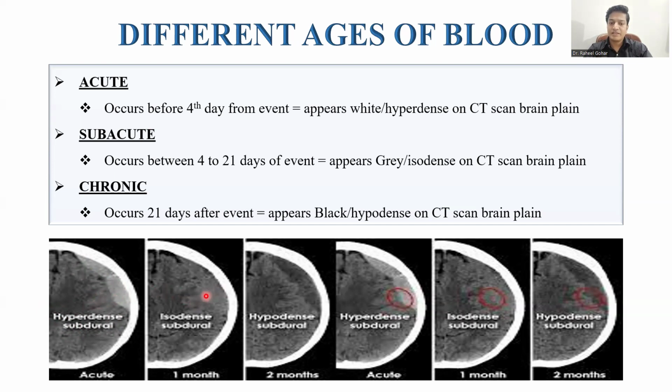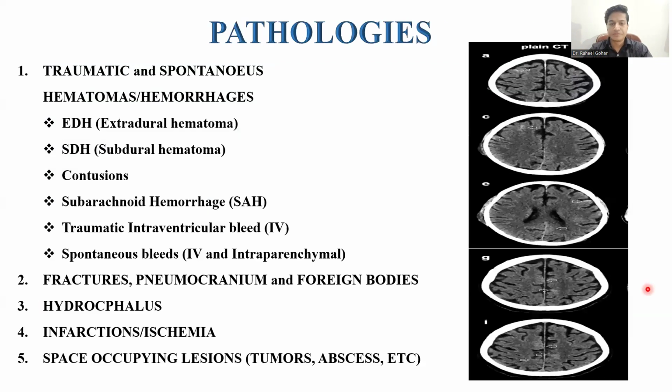Then this is the hematoma, and it is appearing isodense to the brain parenchyma. So this is known as the subacute blood. And then finally, as compared to the brain parenchyma, it is appearing blacker. So it is hypodense and it is a chronic blood. Then again you can see acute, subacute and chronic blood.